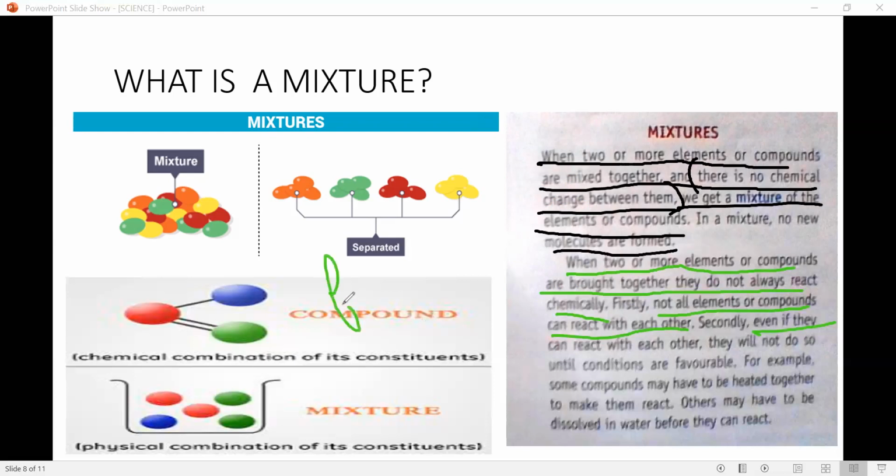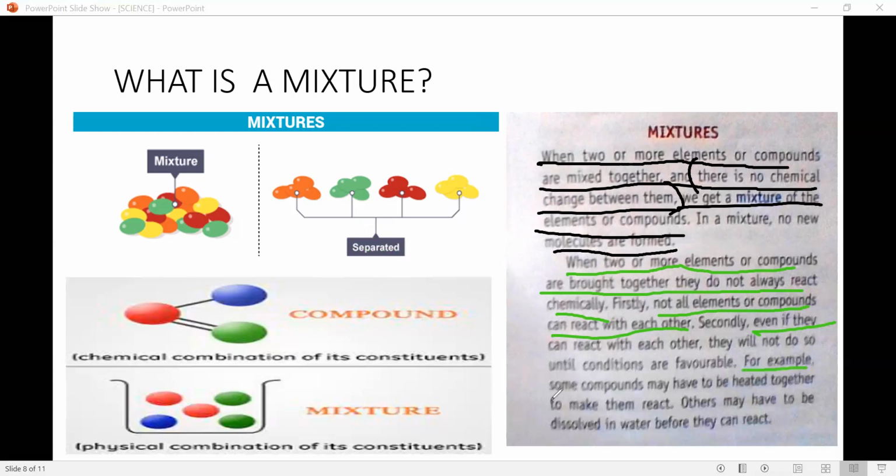As I told you, the iron, Fe, and sulfur were separated. So what was there? They were not in favorable conditions when they were just mixed. But when they got their favorable conditions, when they were heated, they formed a compound.